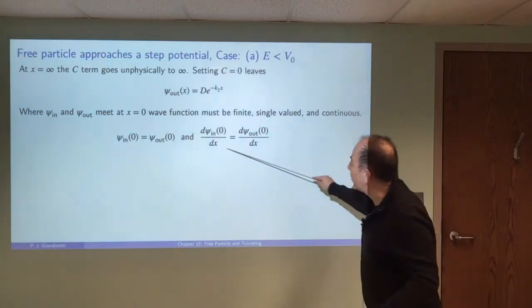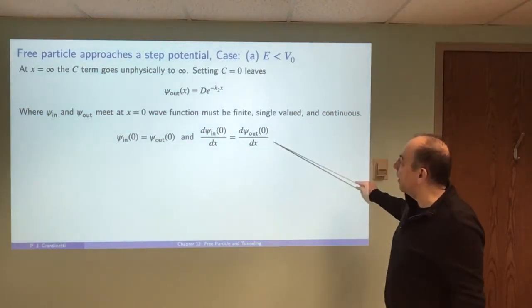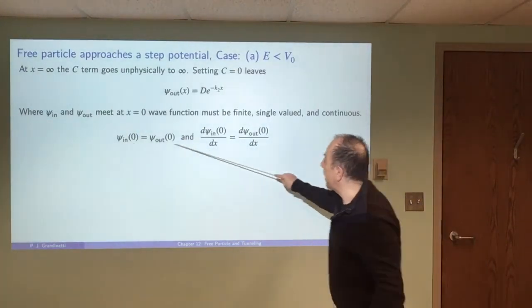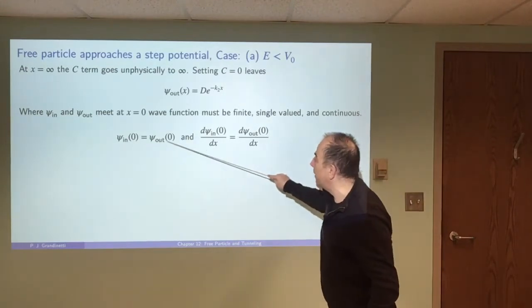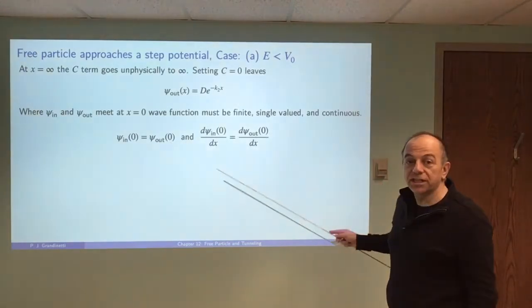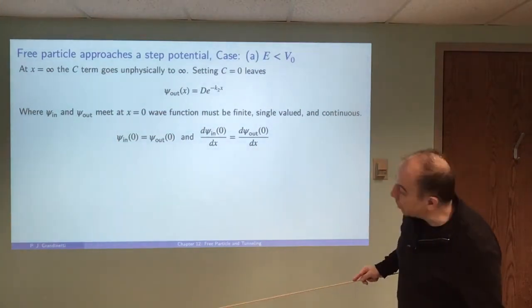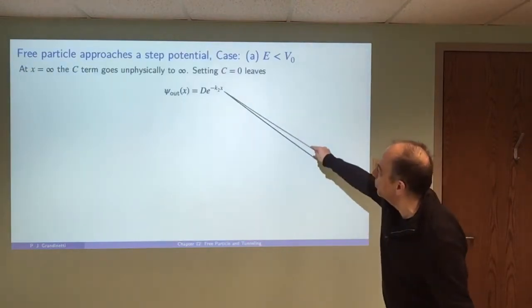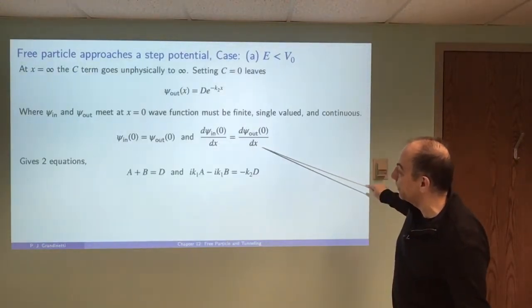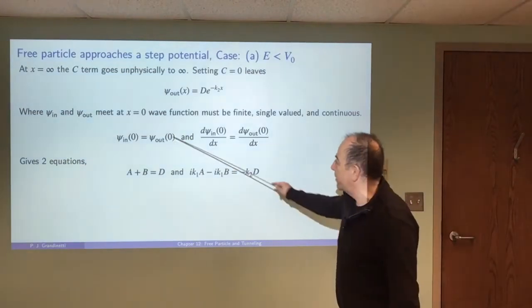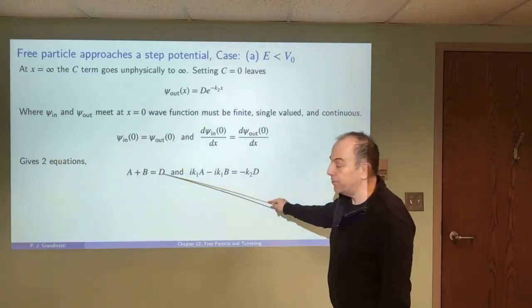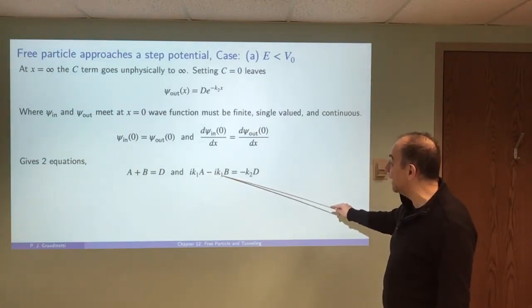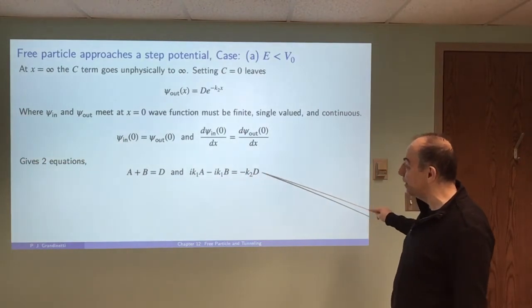And to get that, we're going to require that the derivative of the wave function on the left equal the derivative of the wave function on the right. So this guarantees that our function is single valued where they meet, and this guarantees that our function is continuous where they meet. So if we take our two solutions and plug them into these expressions, what you get are two equations. From this side, you're going to get a plus b equals d, and from this equation, you're going to get ik1a minus ik1b equals minus ik2d.